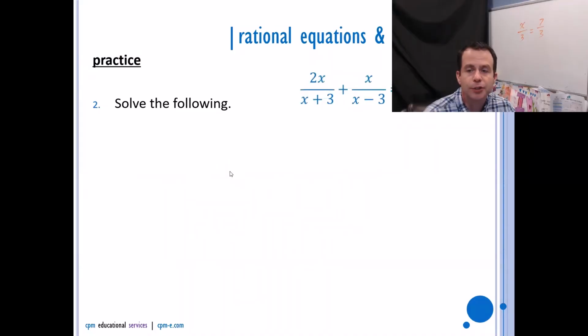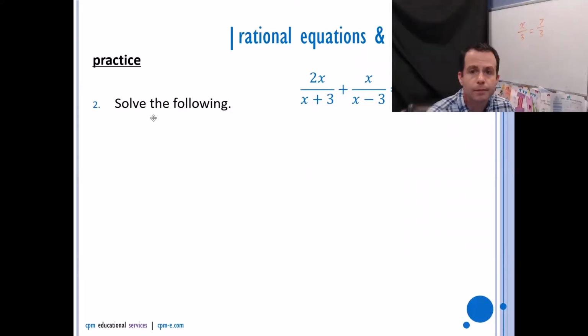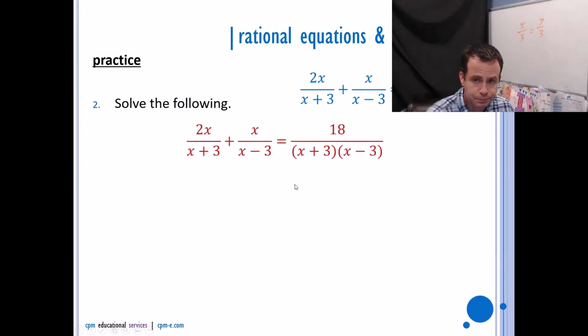Okay. Next question, 2x over x plus 3 plus x over x minus 3 equals 18 over x squared minus 9. Okay, so I want to factor that x squared minus 9. That's going to be x plus 3, x minus 3. Okay, and then I want to state my NPVs. I can see that x can't be plus or minus 3. Okay, so I showed it to you in fully factored form and then stated my NPVs.